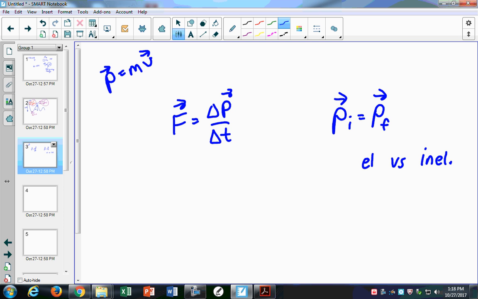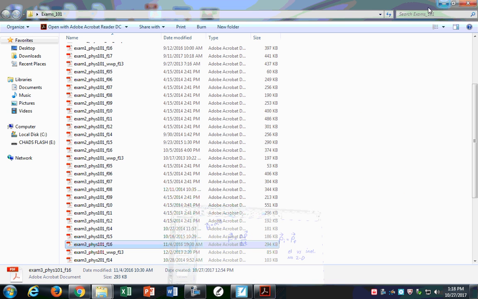No 2D problems. You did have a 2D problem on the OpenStax, just that one where you had the block moving down and one moving to the side, and then they stuck together and moved off in the same direction, but you won't see any of those. All right, that's it for that chapter, but let's work through some examples.